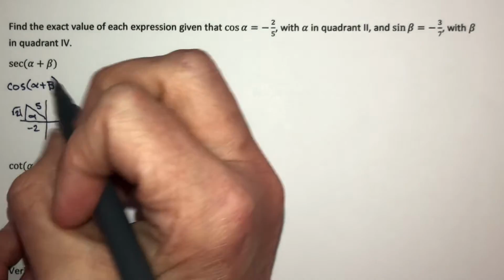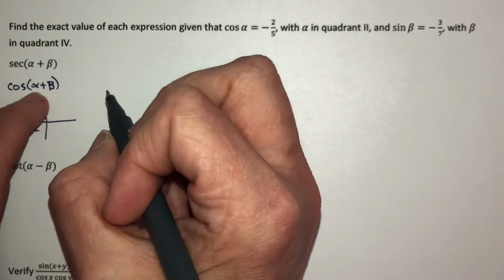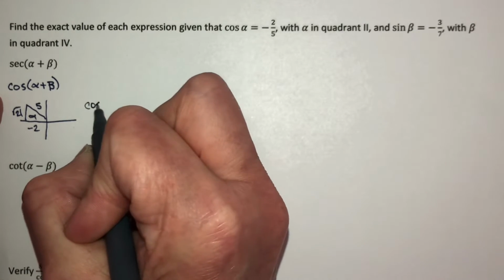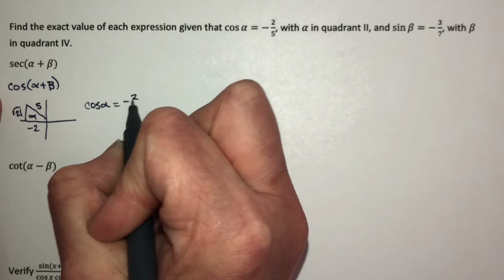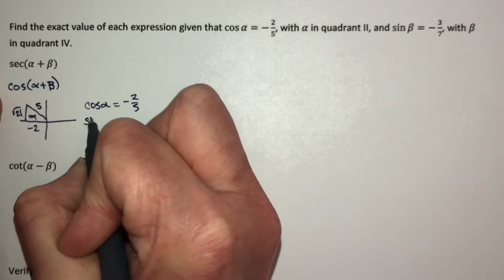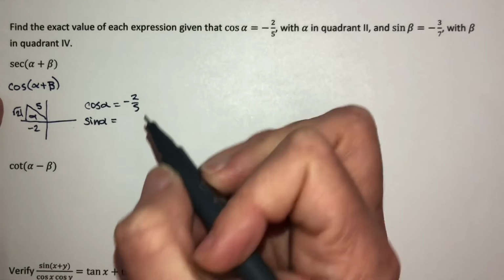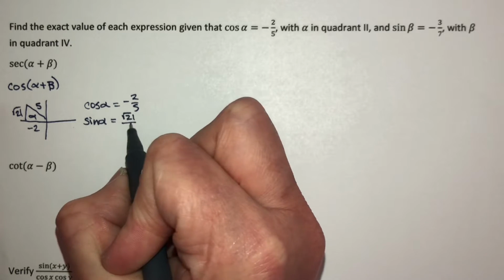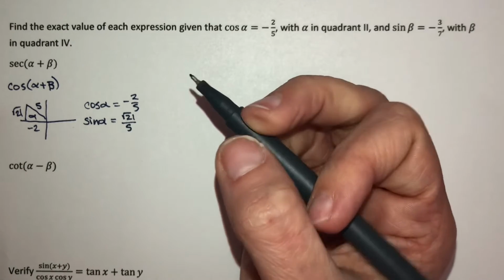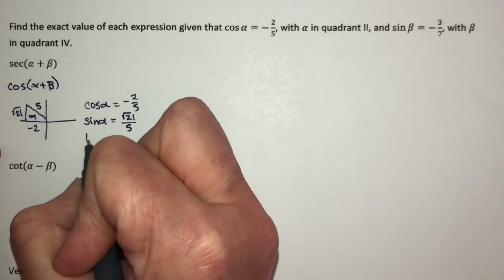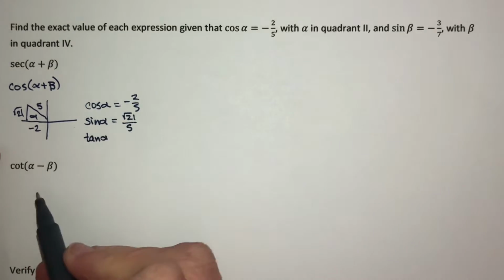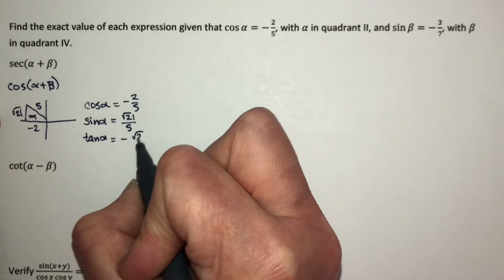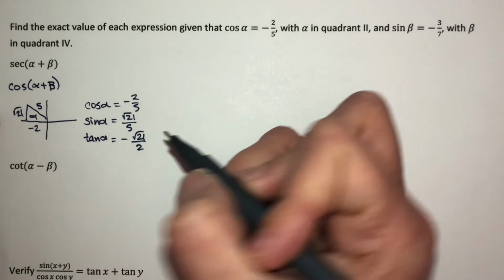Okay, so this means I have cosine of alpha is negative 2/5. Sine of alpha is going to be square root 21 over 5. And tangent of alpha, which I will need down here, is going to be negative square root 21 over 2.